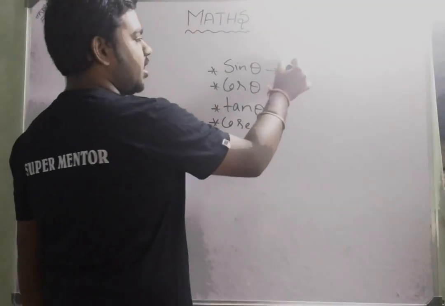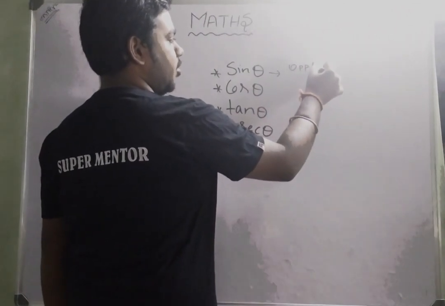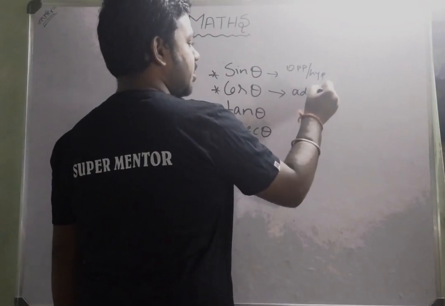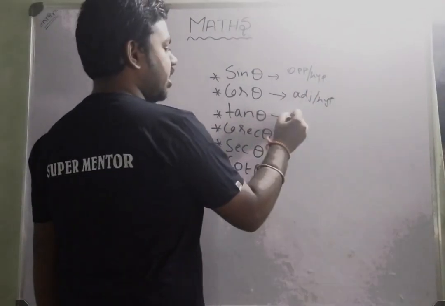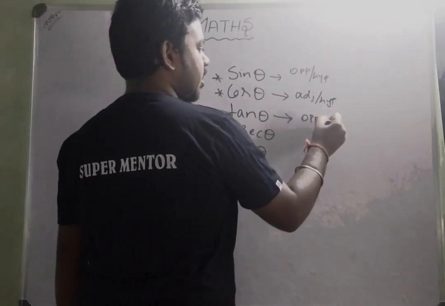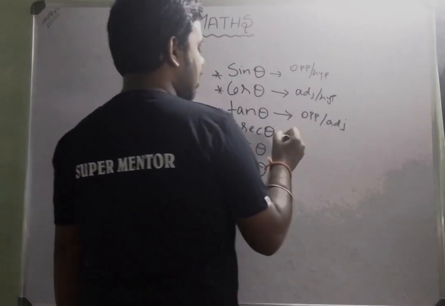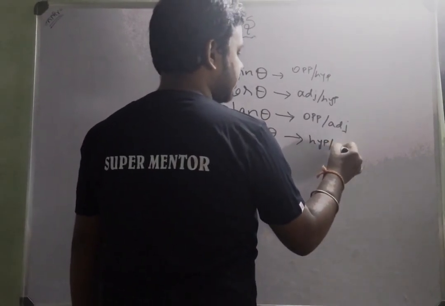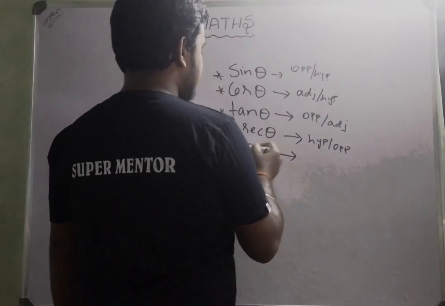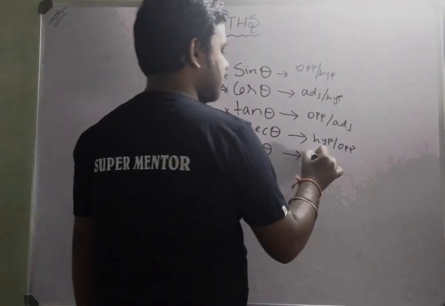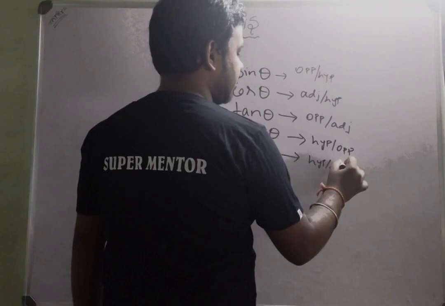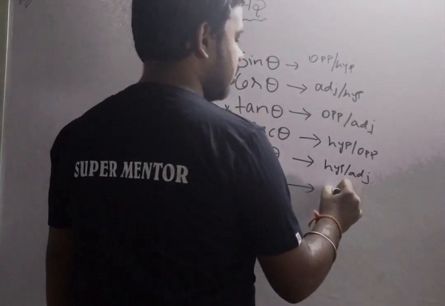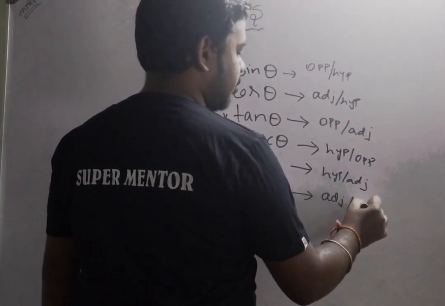Sin theta is defined by opposite by hypotenuse, and cos theta is defined by adjacent by hypotenuse. Tan theta is defined by opposite by adjacent, and cosecant is the reciprocal of sin theta, okay? Hypotenuse by opposite. And secant theta is the reciprocal of cos theta, therefore hypotenuse by adjacent. And cot theta is the reciprocal for tan theta, therefore adjacent by opposite.